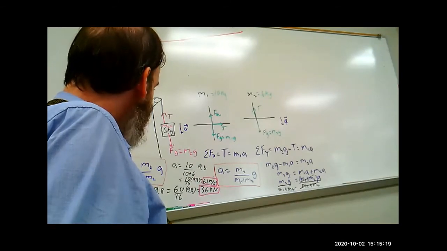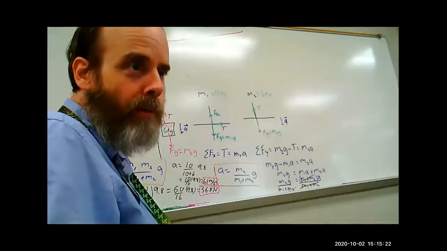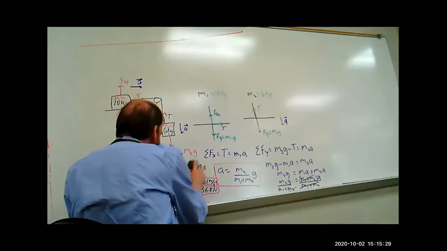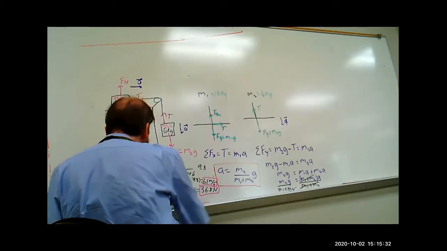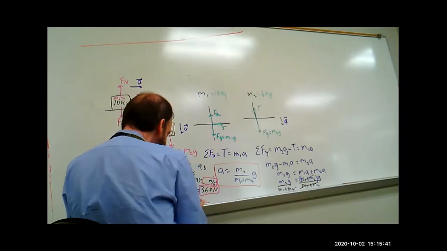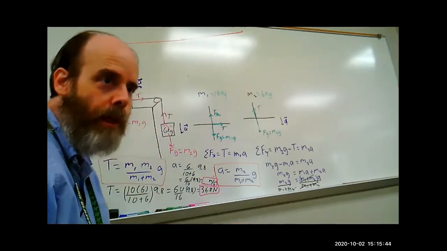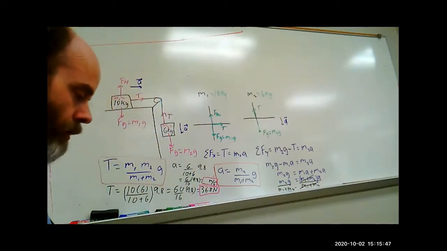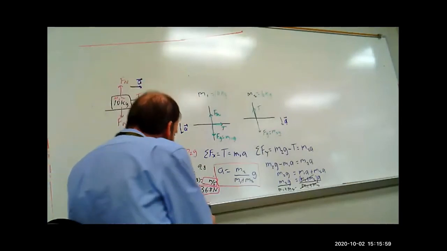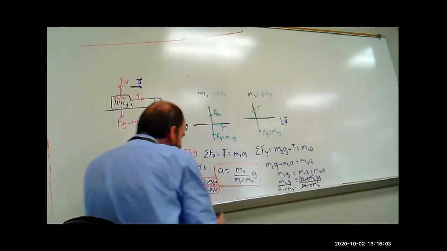Oh, you're right. M2 is 6. Very good point. We need to make a correction. This should be 6. So let's change that to 6. 6 over 16 times 9.8. Any other mistakes there? So 6 divided by 16 times 9.8 is 3.7 meters per second squared.